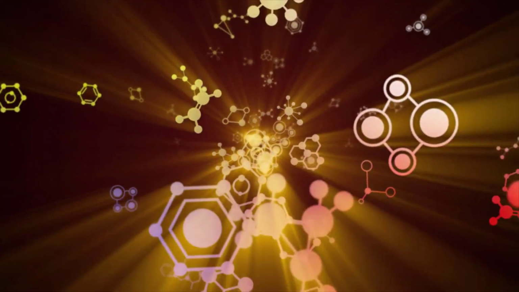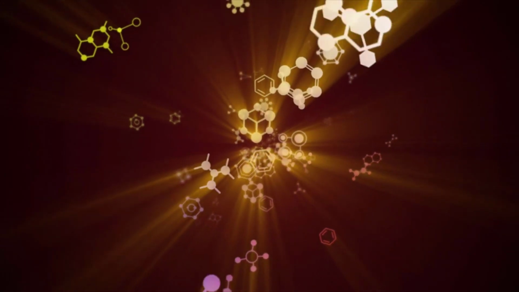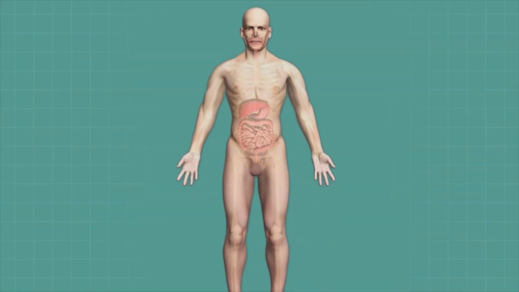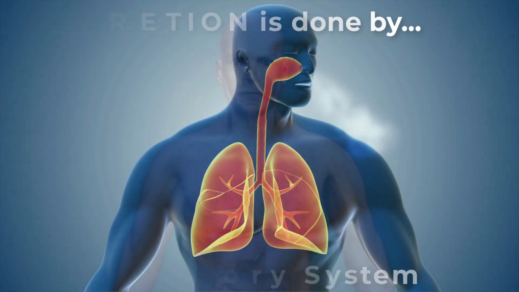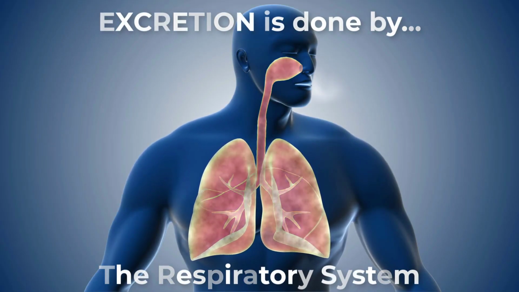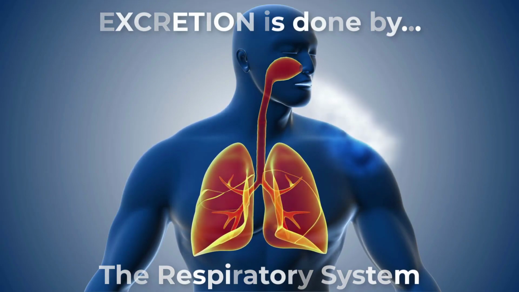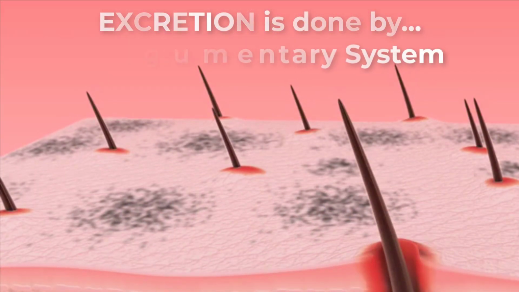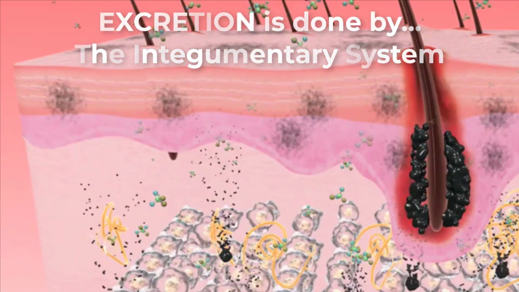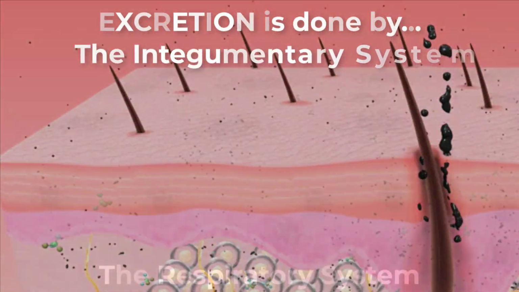Excretion is the process of separating wastes from the body fluids and eliminating them from the body. It is carried out by 4 organ systems. First, the respiratory system excretes carbon dioxide, small amounts of other gases, and water. The integumentary system excretes water, inorganic salts, lactate, and urea in the sweat.